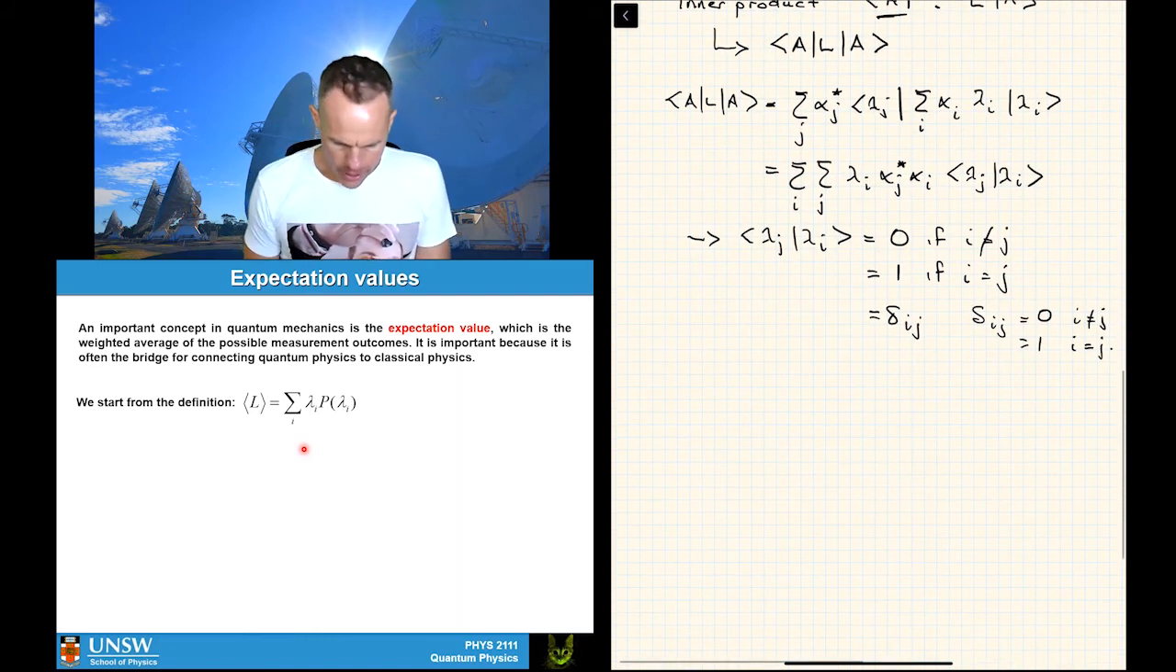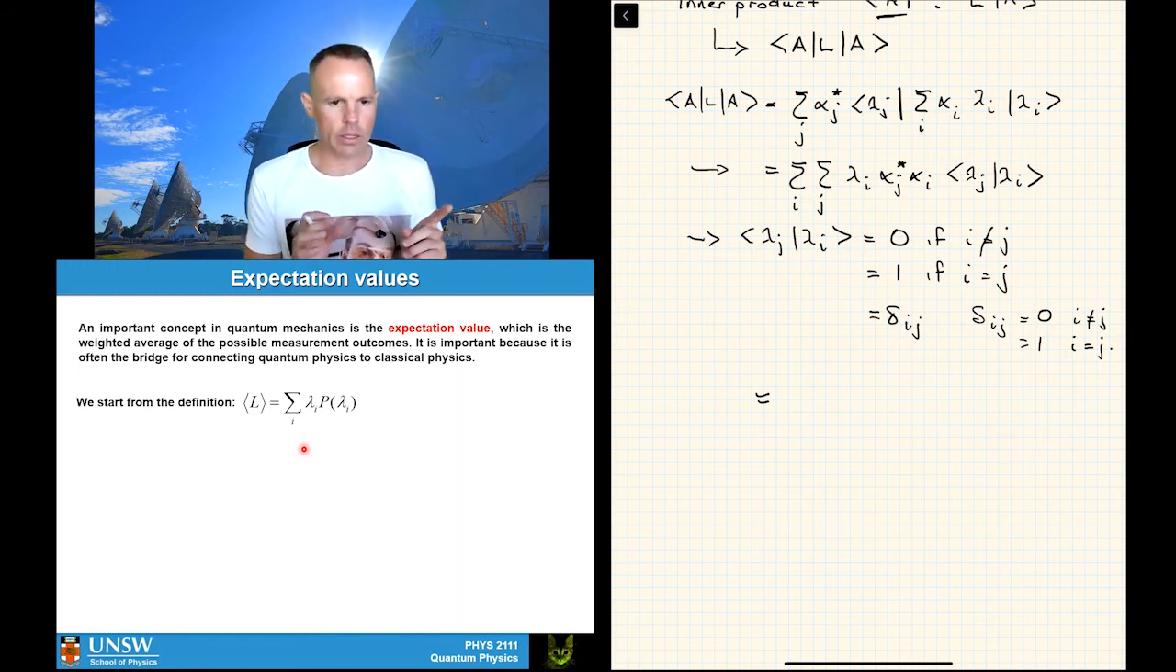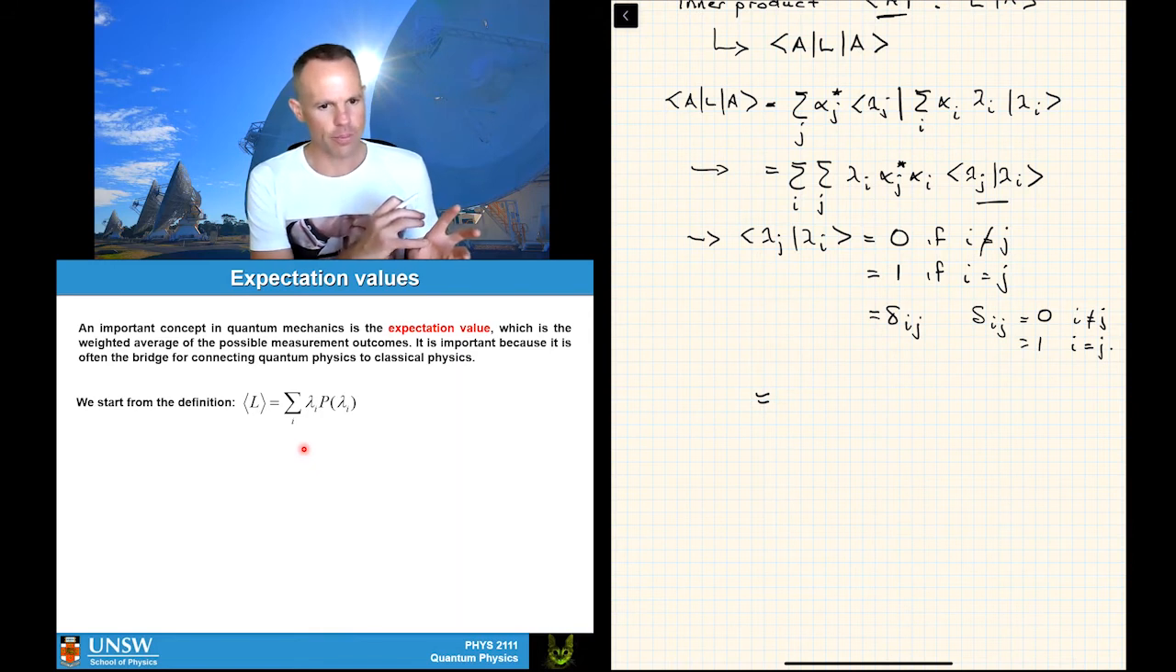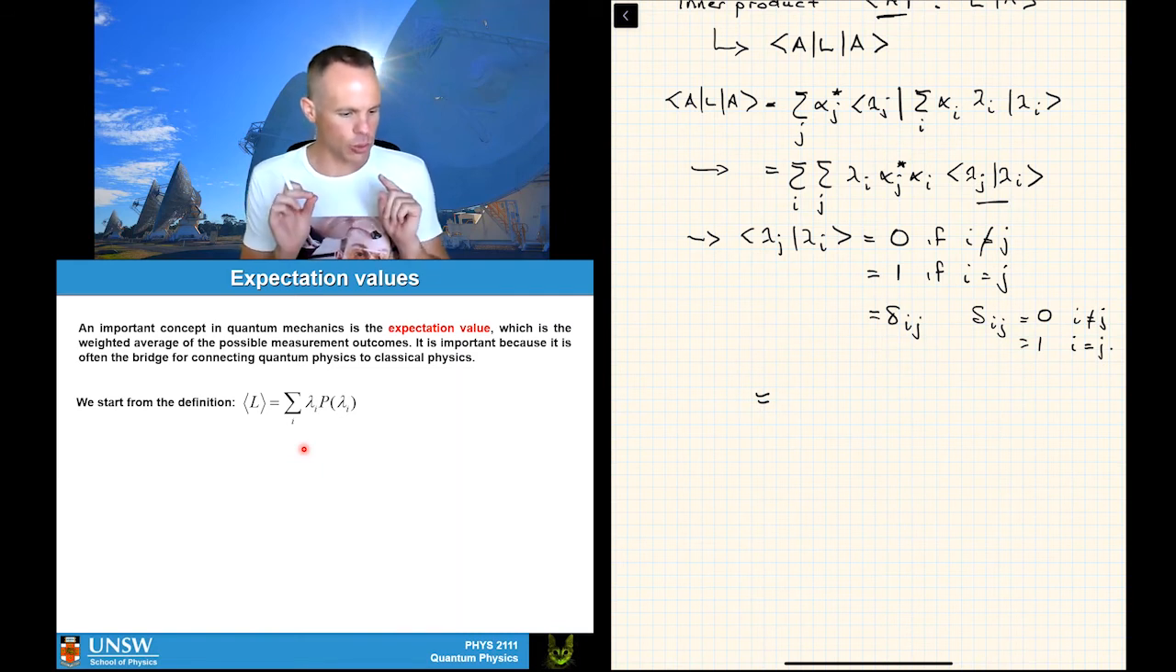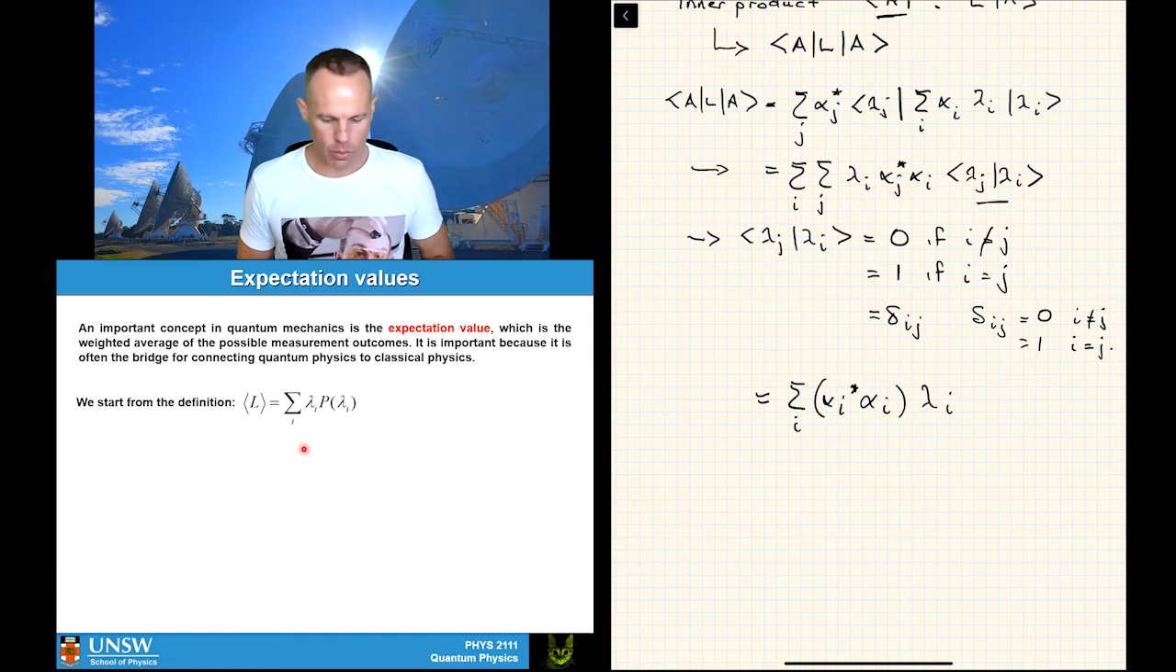Okay, so we can come back to our line up here. And what we know is that any term where i is not equal to j, this part on the end is going to be 0, and it's going to kill the whole term, right? The only ones that will survive are the ones where i is equal to j. And so the only ones that will survive in the end is essentially sum over i, alpha i star alpha i lambda i, okay? All the terms in i will be the only ones that remain.